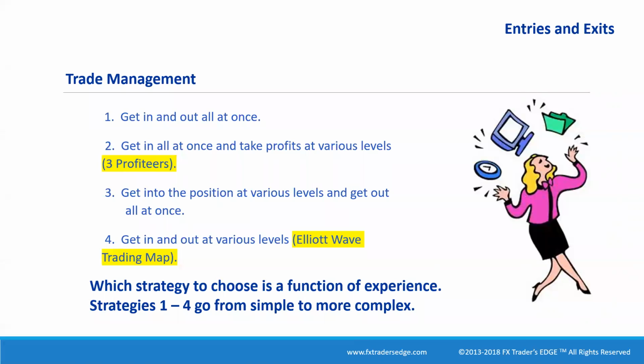The second is to get in all at once and to take profits at various levels. That's the 3 profiteers, and that's what we're going to cover on Thursday. The third is to get into the position at various levels and get out all at once. And the fourth is to get in and out at various levels. And that's what the Elliott Wave trading map is about.